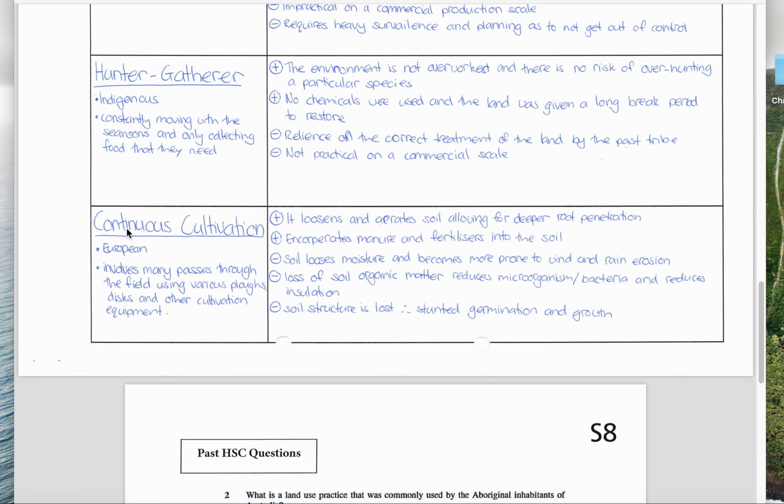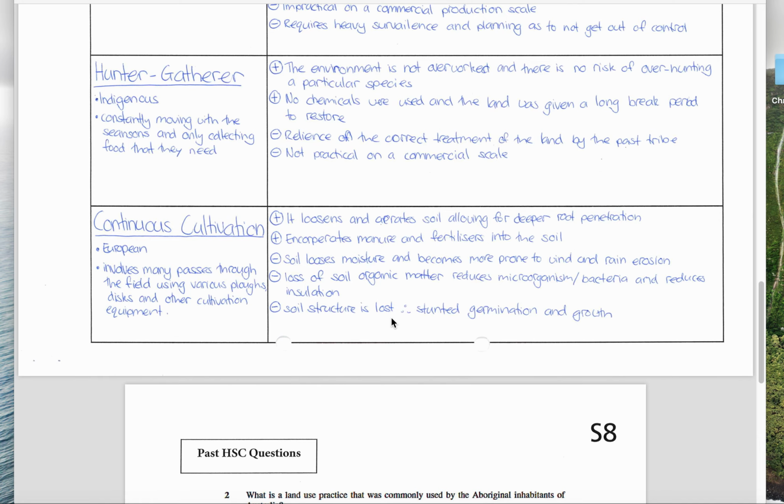Early European practices, so one of them is continuous cultivation. It involves constantly ploughing soil, with lots of machinery running over the soil and turning it over and breaking down the soil structure. On the positive side, it was done to help loosen and aerate soil and allow for deeper root penetration. It also incorporates manure and fertilizers into the soil.